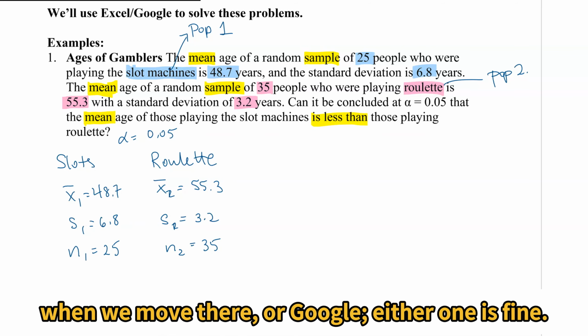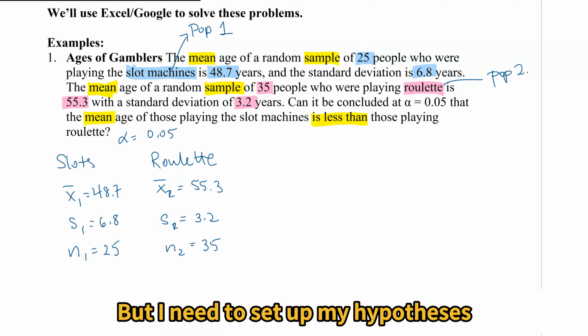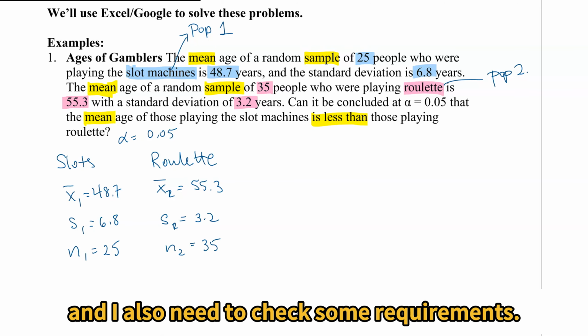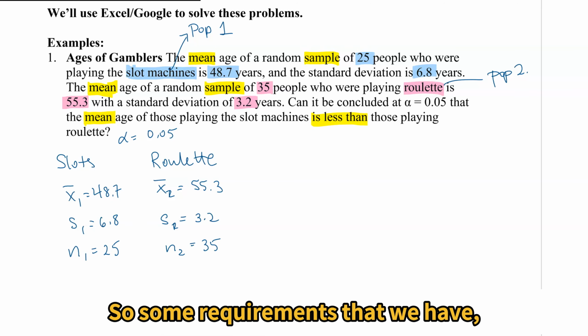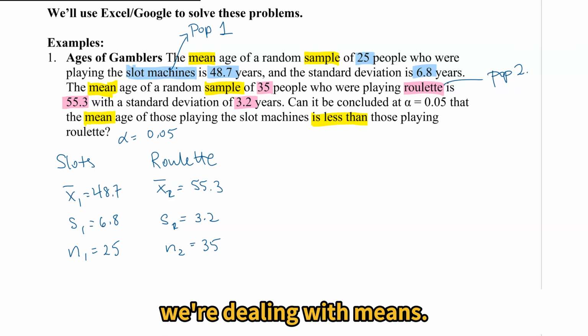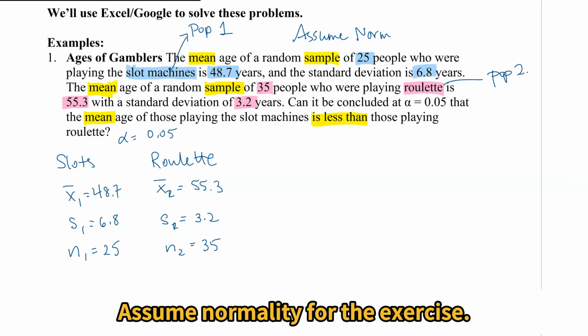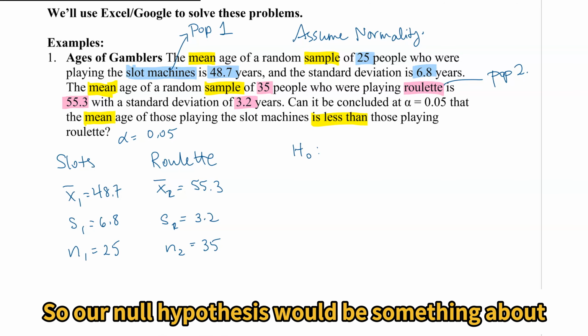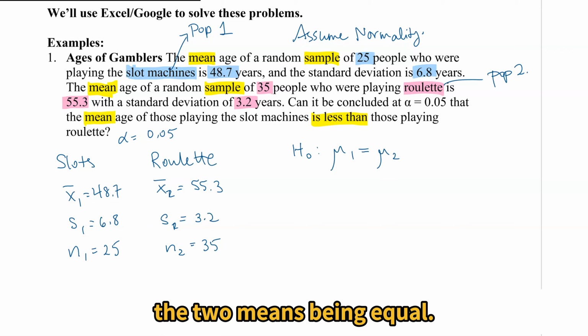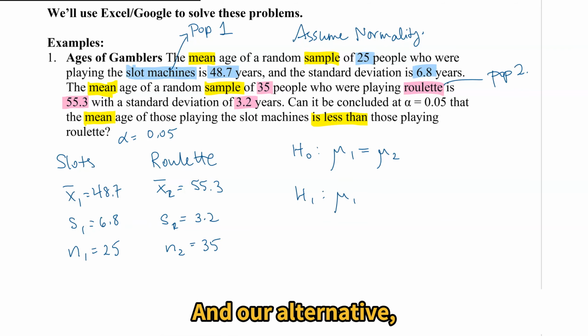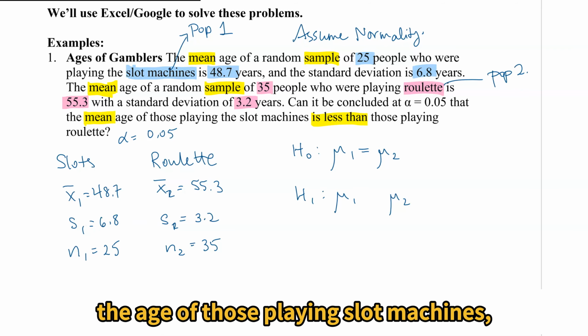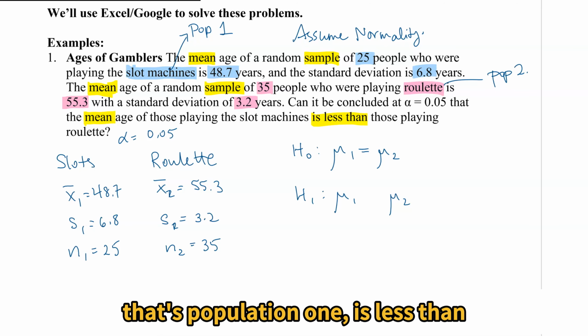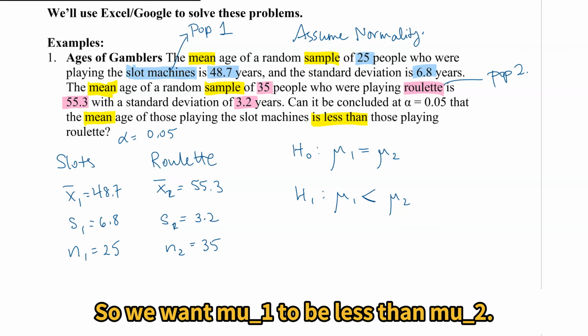Either one is fine. But I need to set up my hypotheses, and I also need to check some requirements. So some requirements that we have, we're dealing with means. Assume normality for the exercise. So our null hypothesis would be something about the two means being equal. And our alternative, it says in the last sentence, the age of those playing slot machines, that's population 1, is less than those playing roulette.